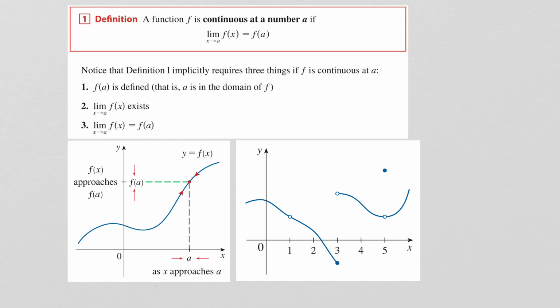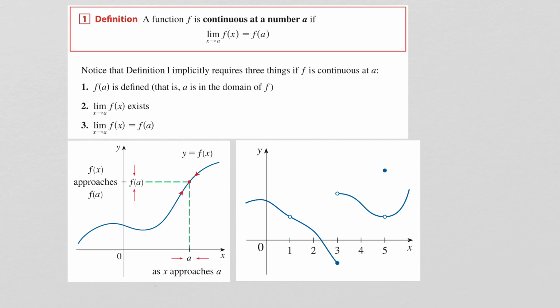You should notice that this definition requires three things to be true. Number one, the function value at a must be defined. That means that the number a needs to be in the domain of your function. The limit as x approaches a of f of x must exist, and those two values must be equal to each other.